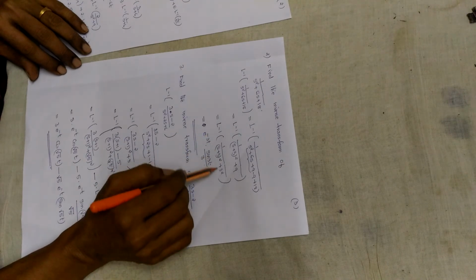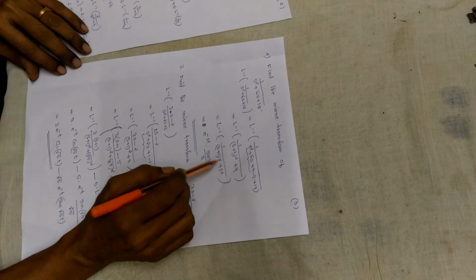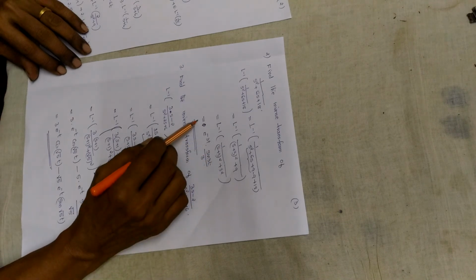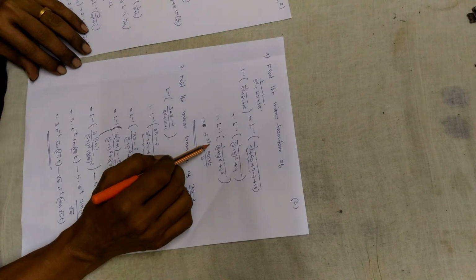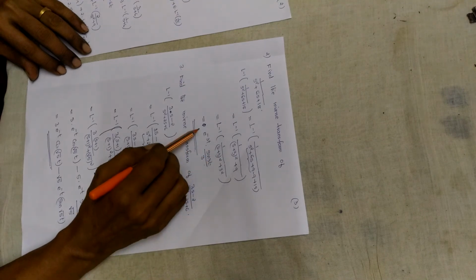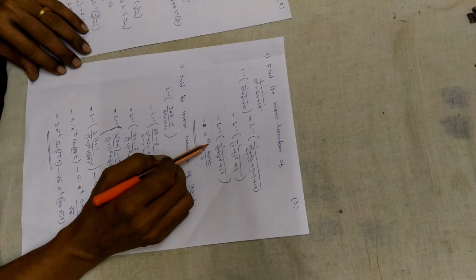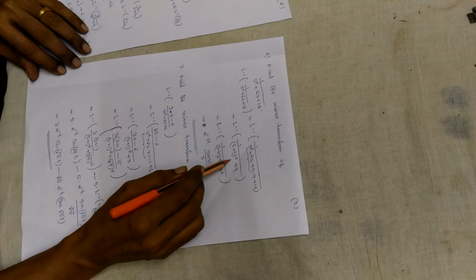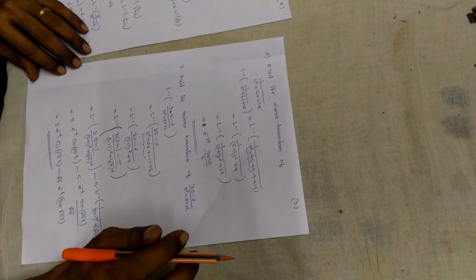So what is its inverse transform? Then using the shifting property, the answer is e raised to minus 3t. Here the denominator is s plus 3 whole square. So the answer is e raised to minus 3t into sin 3t by 3.